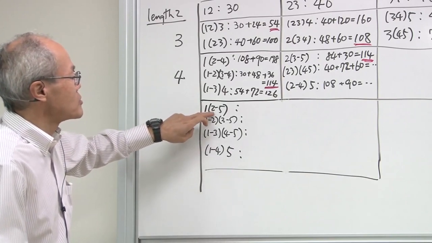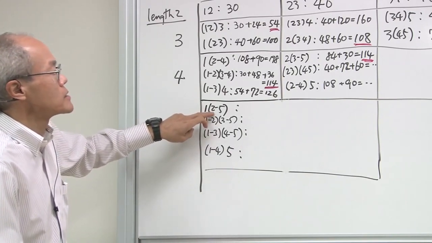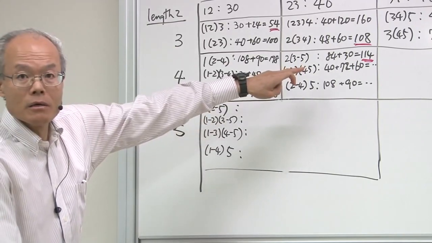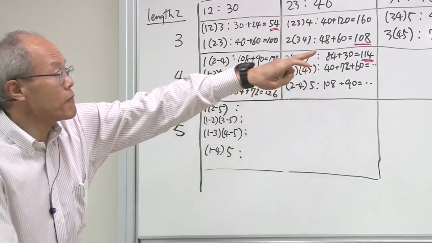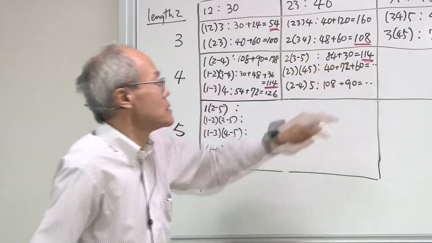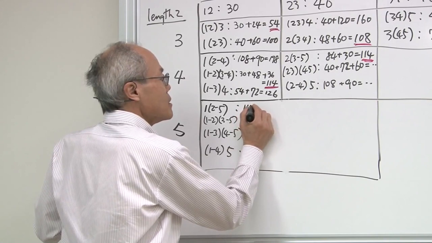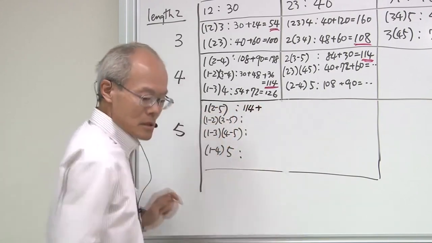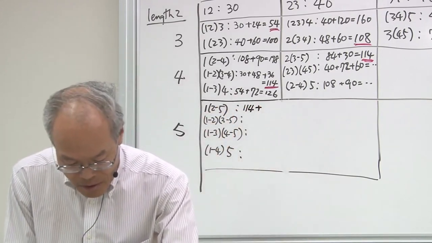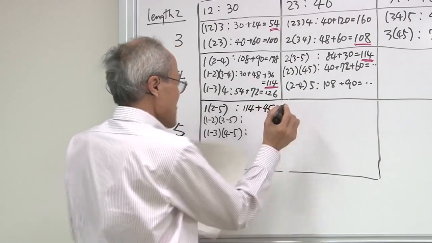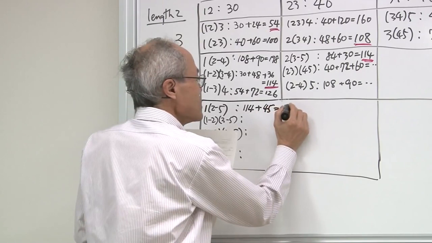But again, just notice that in order to multiply 2, 3, 5, you already have the answer. Where? Here. 2 through 5, we have the answer here. So 1 to 14, plus, I don't know, 45 is equal to 159.